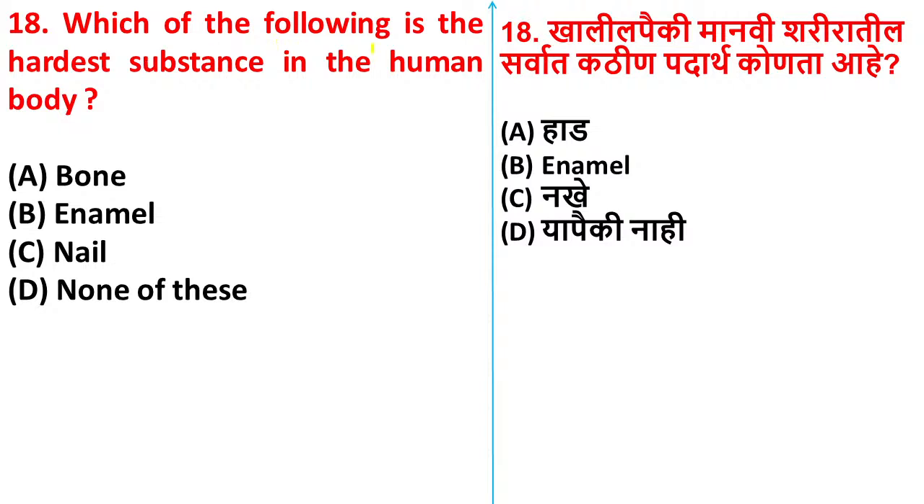Yes, question number 18. Which of the following is the hardest substance in the human body? Option A, bone. Option B, enamel. Option C, nail. Option D, none of these. Which of the following is the hardest substance in the human body? Yes, now comment the answer for question number 18. Rasika is saying A. Sharad, A. Yes, Shivani, B. Yes, here option B is the correct answer.